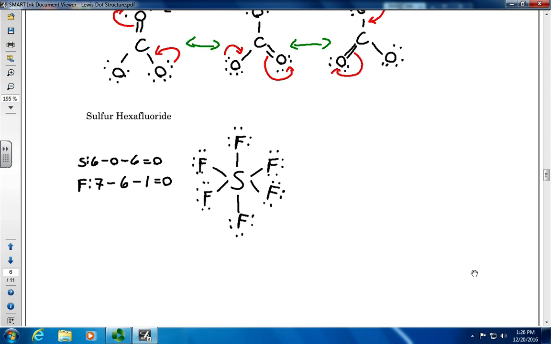So that's a little bit of the exceptions to the octet, and some of the odd things you might come across in creating Lewis dot structures, and the follies of relying solely on the octet rule.